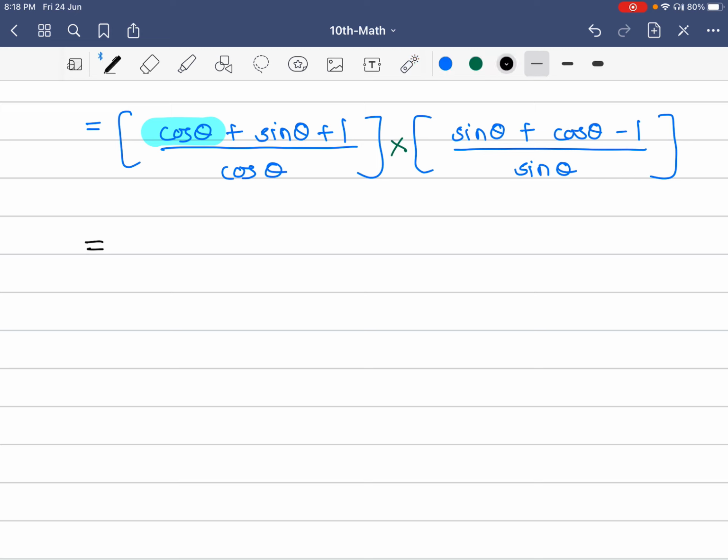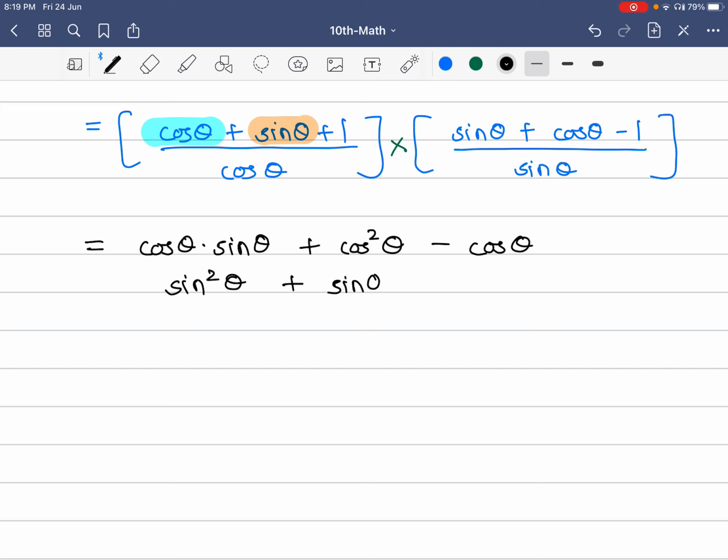So cos theta into sin theta, that is cos theta into sin theta, plus cos theta into cos theta is cos square theta, and minus cos theta into 1 is cos theta. Now next we use the second term, which is sin theta. So that is going to be sin theta into sin theta, that's sin square theta, plus sin theta into cos theta is just sin theta into cos theta, and minus sin theta into 1 is minus sin theta.